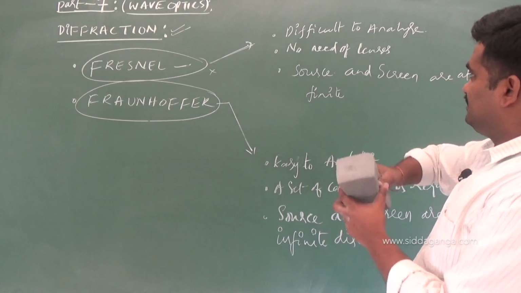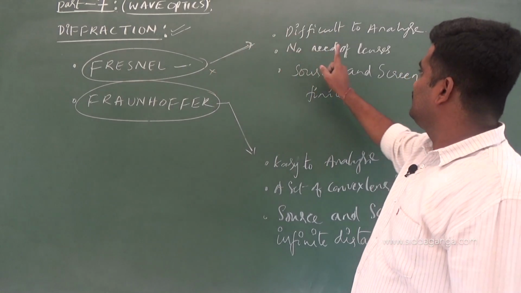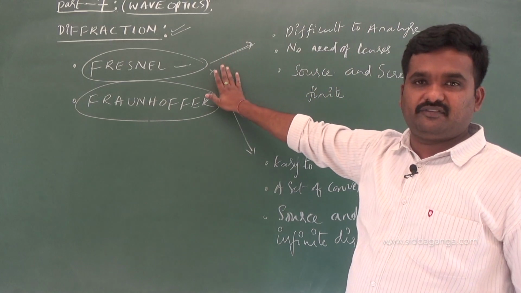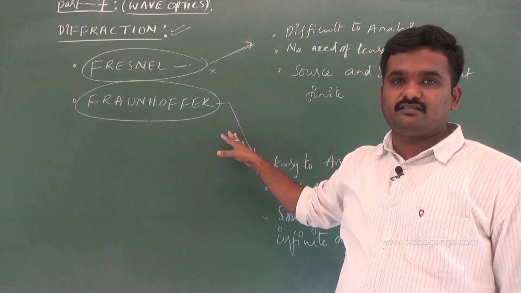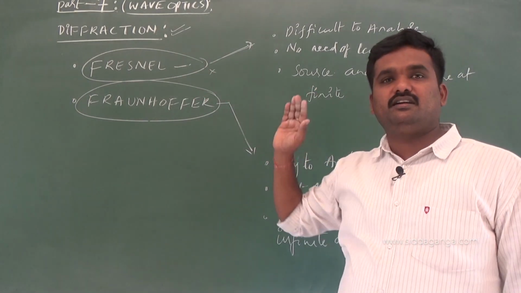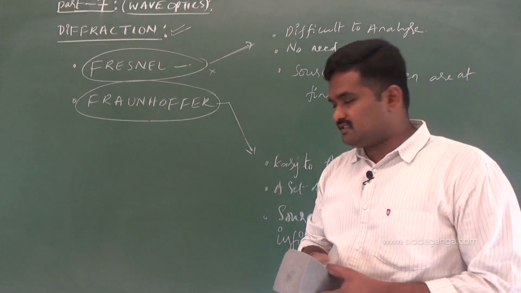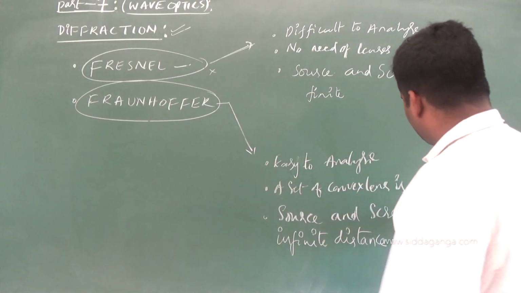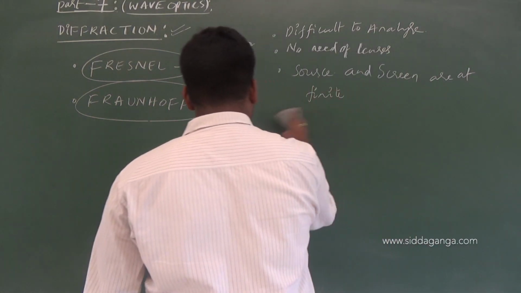And remember, Fresnel diffraction is difficult to analyze. No need of any lenses in order to analyze Fresnel diffraction. One more thing you can observe: source and screen are at finite distance in Fresnel diffraction, and there is the formation of half period zones called Fresnel zones to analyze it. And this is about the Fraunhofer diffraction, what you have to remember. Fraunhofer diffraction has been studied at a single slit. So what is that single slit experiment?